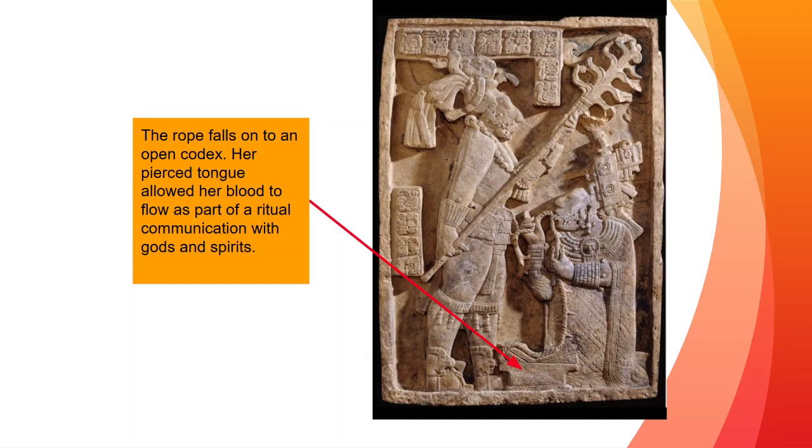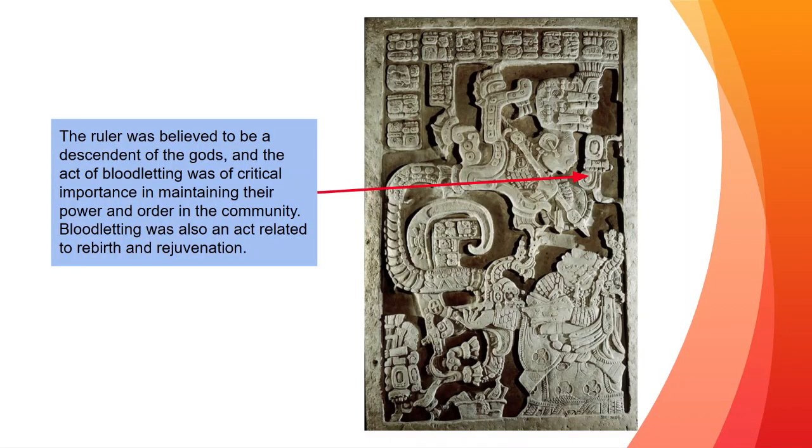There's the rope falling onto an open codex. So that's that paper. It's kind of a book-like thing. Codexes are books. And that's where she is letting her blood fall so that she can then communicate with the gods and spirits, which we're going to see in the next lintel here.